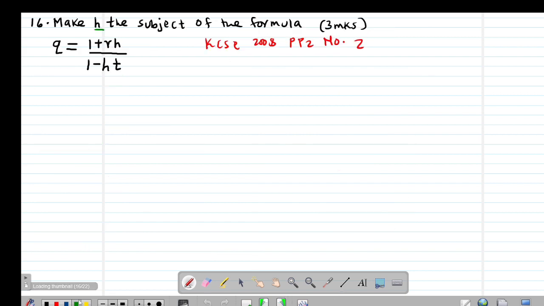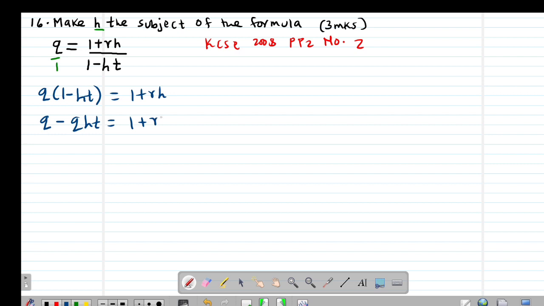Then we look at our example number 16, which is also a past KCSE question done in 2008 paper 2 question number 2, which reads make h subject of the formula. So of course the first thing is simply to cross multiply so that we eliminate the fraction. So this will be q into 1 minus ht, which is equal to 1 plus rh. If I open the bracket, I'll have q minus qht, which is equal to 1 plus rh.